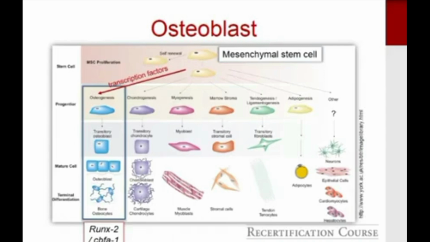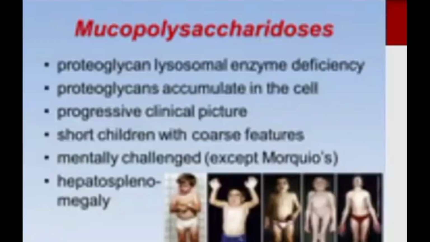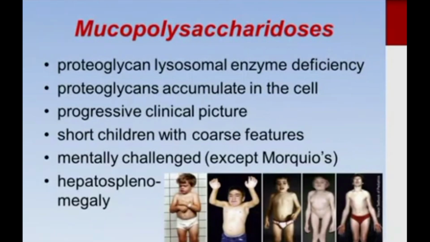So talking about proteoglycans, they're degraded by these lysosomal enzymes. Lysosomes are basically sacks of enzymes that digest these large molecules and pass the fragments on to be recycled. If you have defective enzymes, it allows these large molecules to accumulate within the cell, eventually killing it. So this brings us to mucopolysaccharidoses. These are lysosomal enzyme deficiencies which show up in the test from time to time. The proteoglycan byproducts accumulate in the cell, and you have a progressive clinical picture.